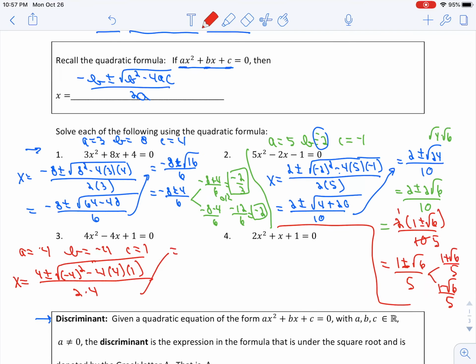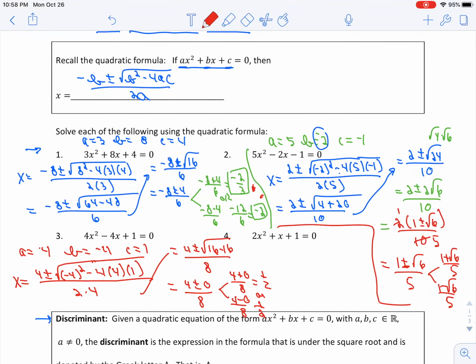So we end up with 4 plus or minus the square root of 16 minus 16, all divided by 8. So this turns out to be 4 plus or minus the square root of 0, which is just 0, all over 8. So notice that if I try to separate this like I did the one up here, I would have 4 plus 0 over 8, or 4 minus 0 over 8. So that just gives us 4/8, or 1/2.